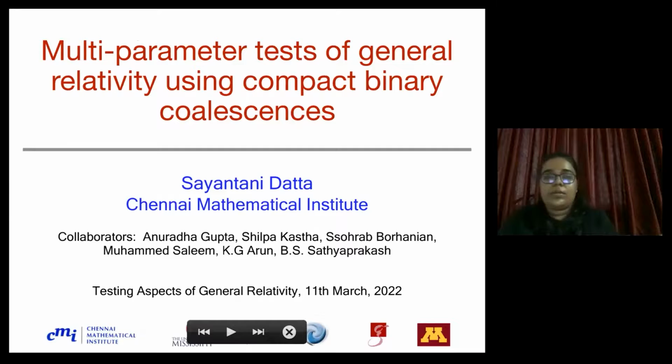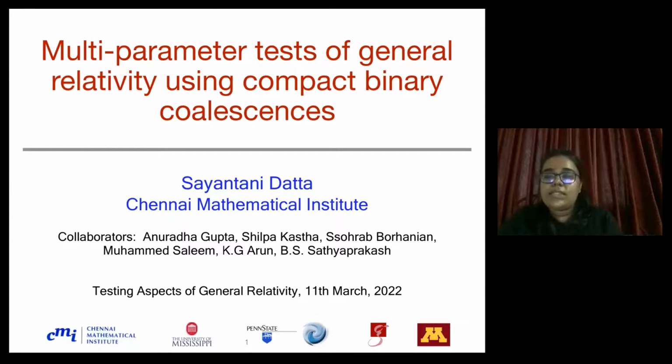So I'm going to talk about multiparameter tests of general relativity using compact binary coalescences. This talk will be based on a few papers that were written in collaboration with Anuradha, Shilpa, Saurabh, Salim, Arun and Satya. This test primarily focuses on the inspiral part of the gravitational wave signal, so that is where we will focus.